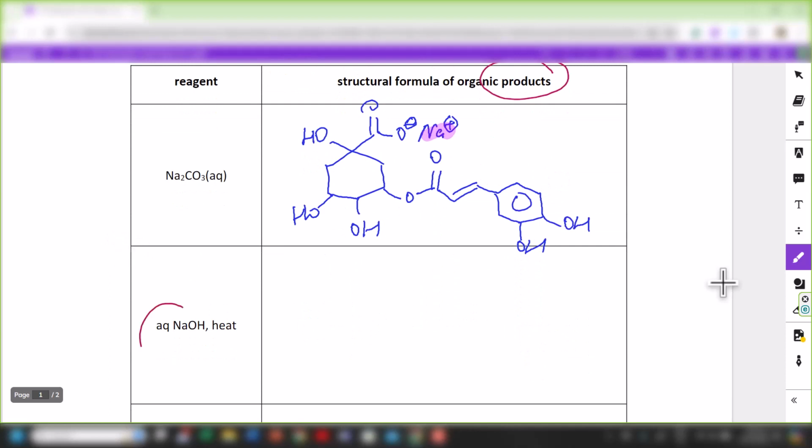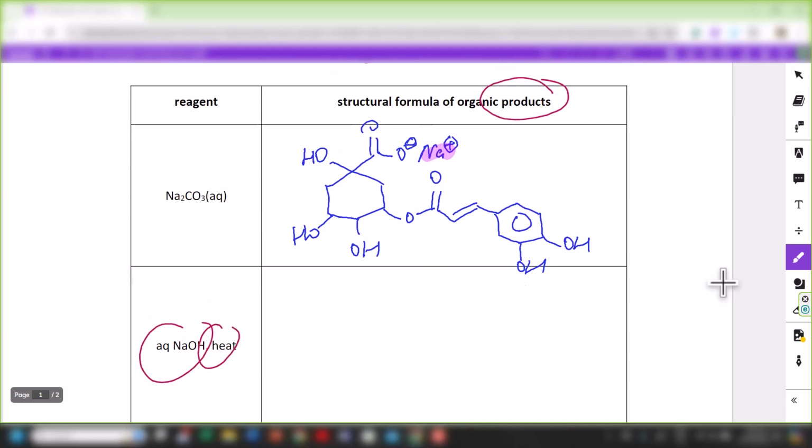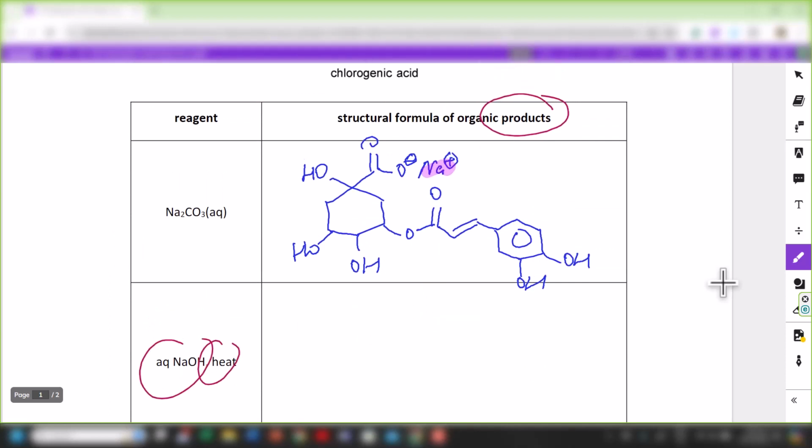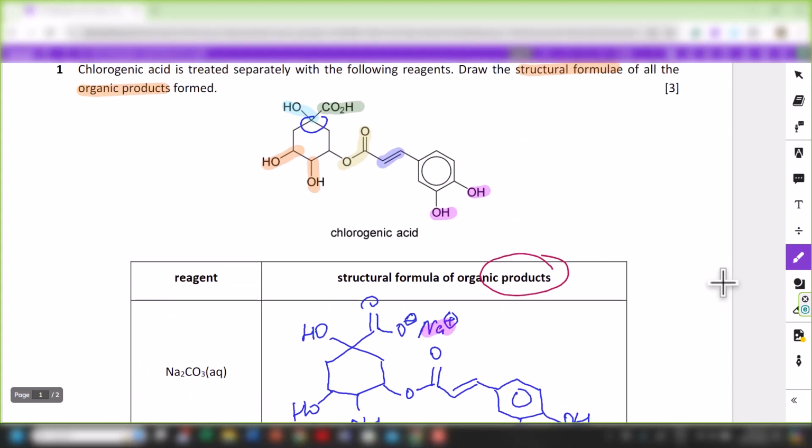All right, sodium hydroxide, heat. So the keyword here is heat. If you simply include sodium hydroxide, the system will simply undergo acid-base neutralization reaction. So for acid-base neutralization, we are looking at the two phenolic OH and the carboxylic acid. If you heat it, then you are expecting some form of hydrolysis. So hydrolysis of what? Hydrolysis of the ester.